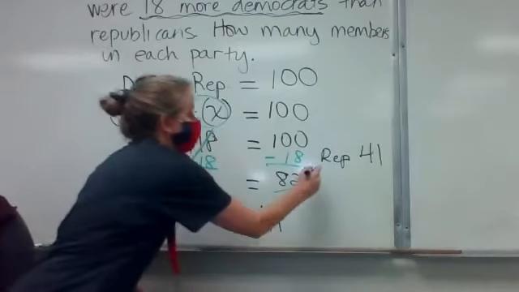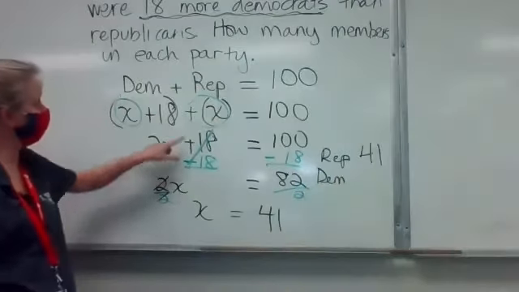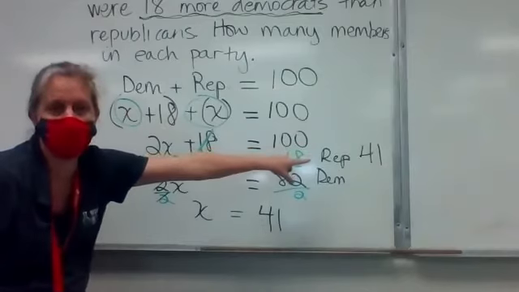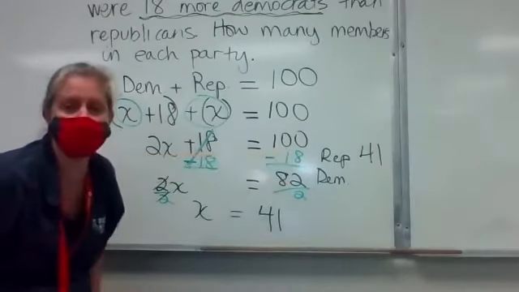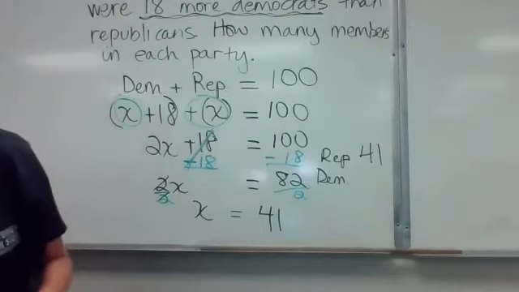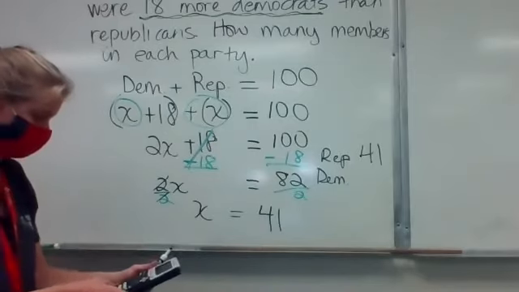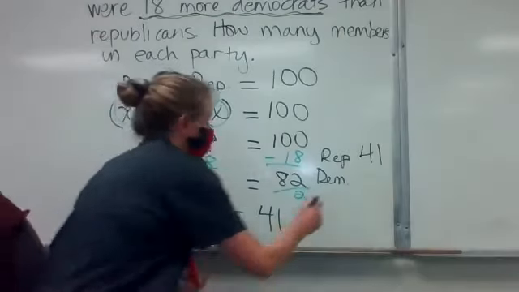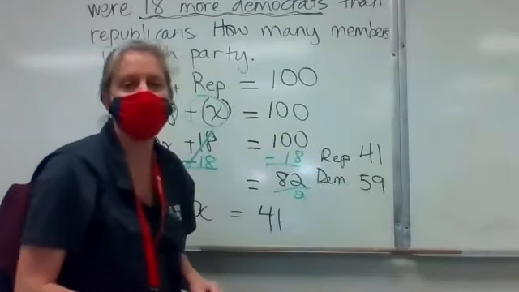Well, what do you know about the Democrats? You know that the Democrats have 18 more members than the Republicans. So I just need to add 18 to that 41. What does that give me? 59? Yeah, 59. So 41 Republicans, 59 Democrats.